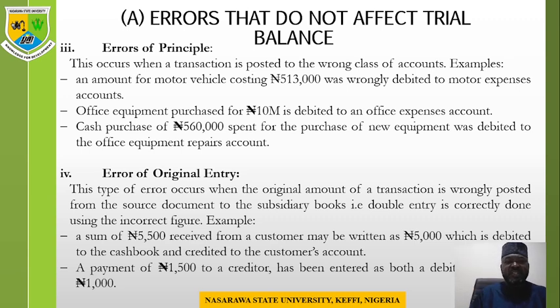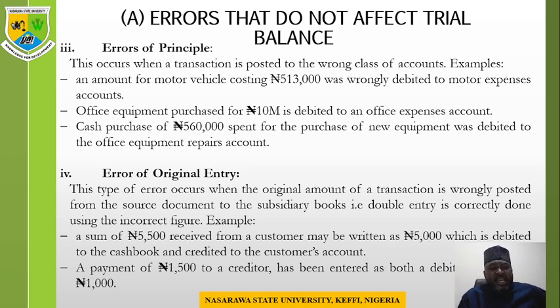Cash purchase of 560,000 naira spent for purchase of new equipment was debited to office equipment repairs account. Office equipment repairs account is an expense account under nominal classification of account, while new equipment account is an asset under real account. So posting such an entry to office equipment repairs account tells you there is an error of principle committed.